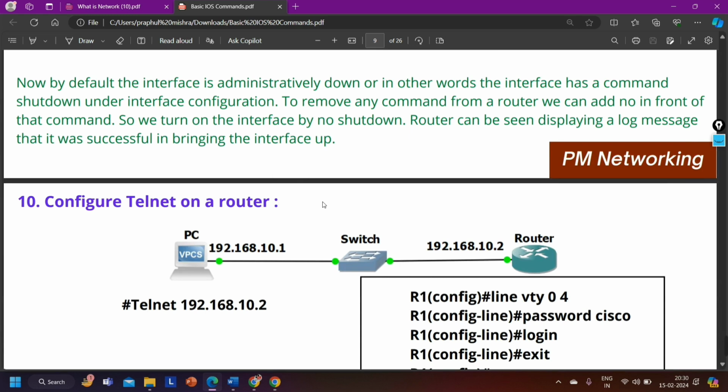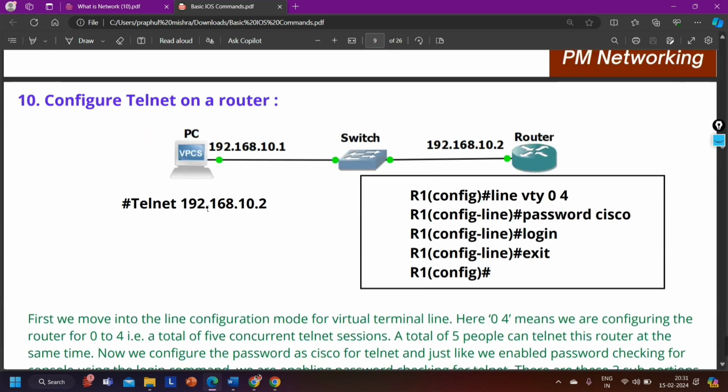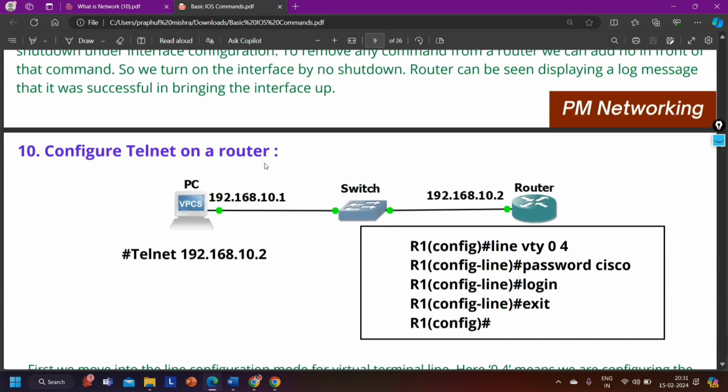Telnet is a protocol which is used to access networking devices remotely. What I am saying, which is used to access networking devices remotely. Is my screen visible, guys? Yeah. So telnet is a protocol which is used to access networking devices remotely. So we will see how telnet works, right?